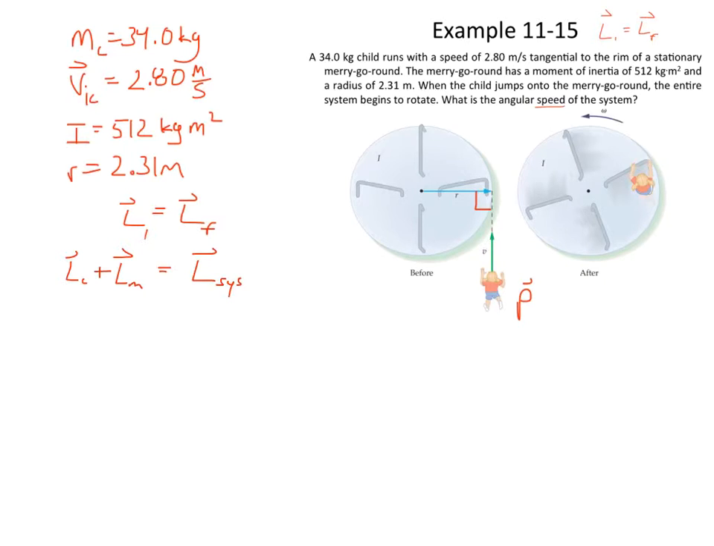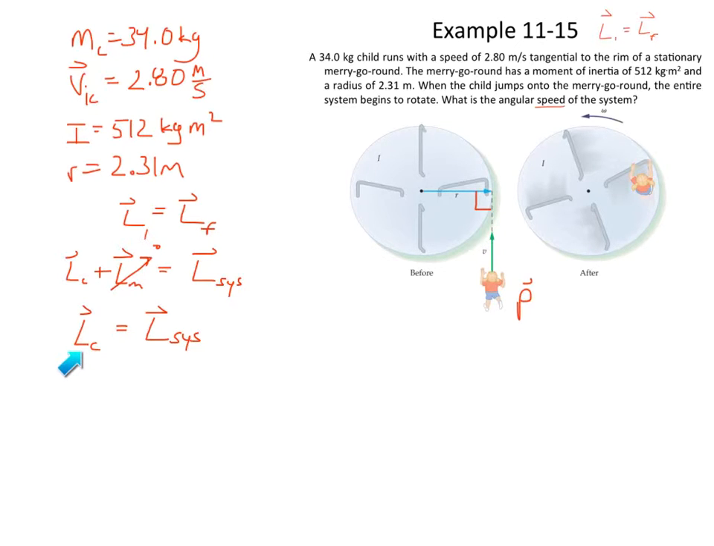Well, initially, the momentum of the merry-go-round is 0, right? Because it's not moving, and so we can cross that off. So it's the angular momentum of the child that is going to be equal to the angular momentum of that whole child merry-go-round system after the collision, or after the child has jumped on right there. I keep wanting to say linear because it's L. I need to get out of the habit of doing that. The angular momentum of the child.